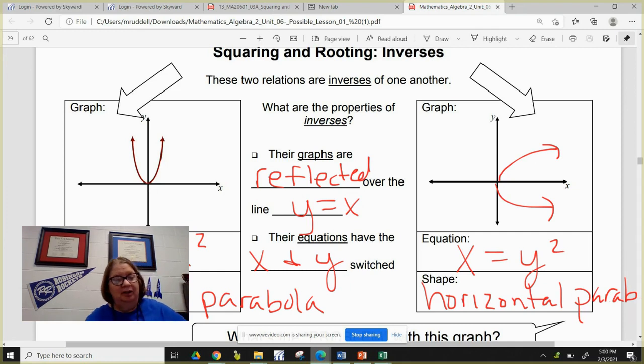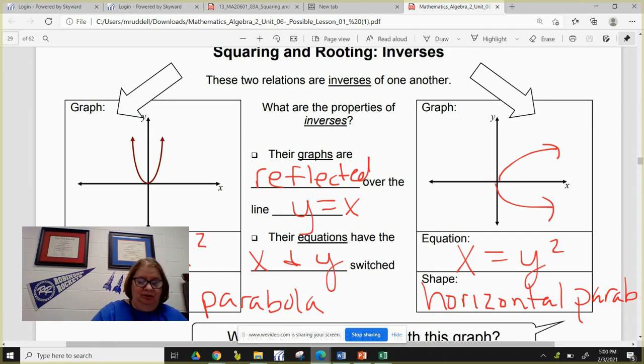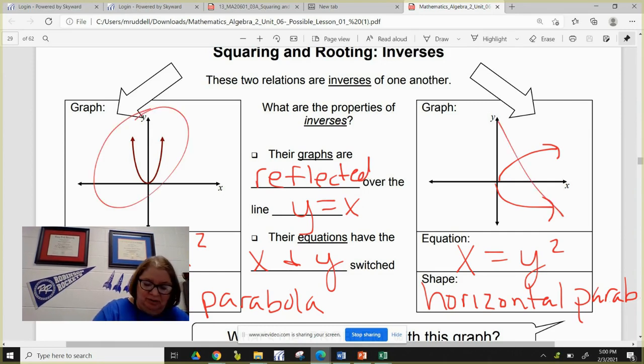The next question under there said, what's the problem with this graph? I don't know if it's really a problem, but this one is a function, right? The one on the left is a function. The one on the right is not a function. This one is a function. This one is not a function.